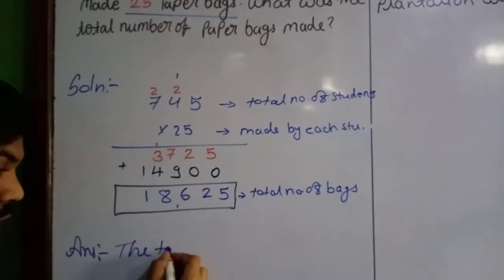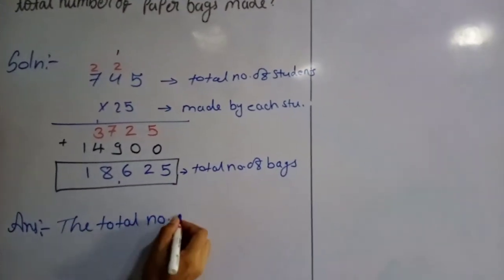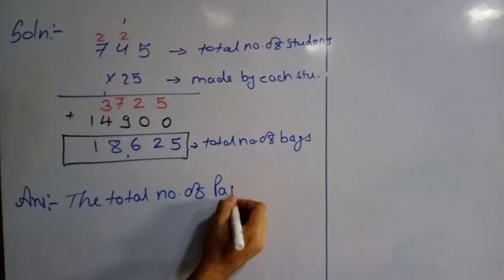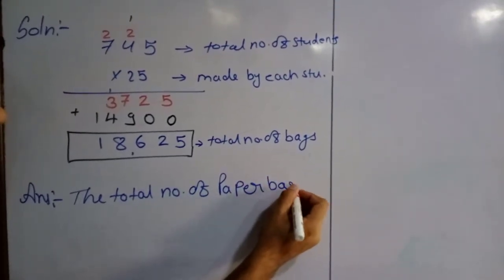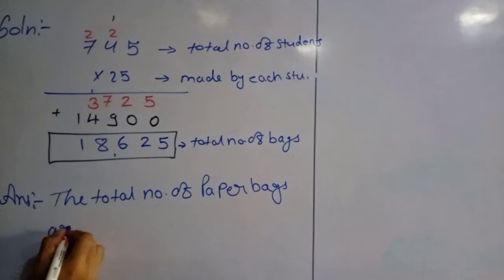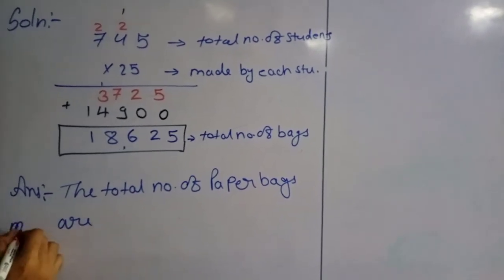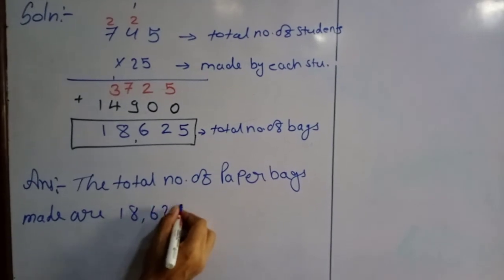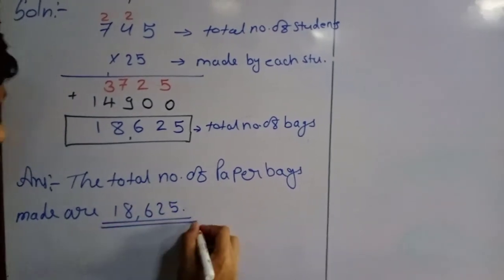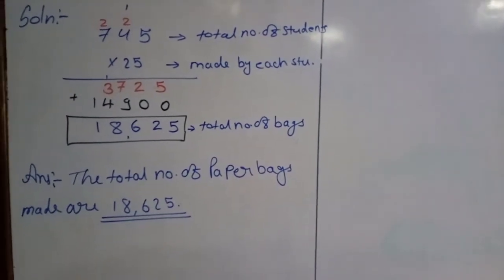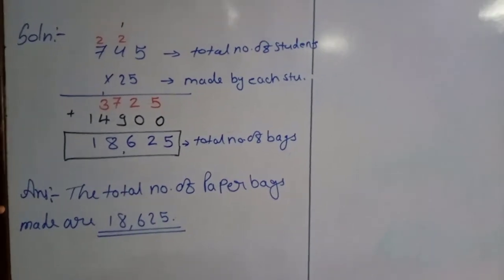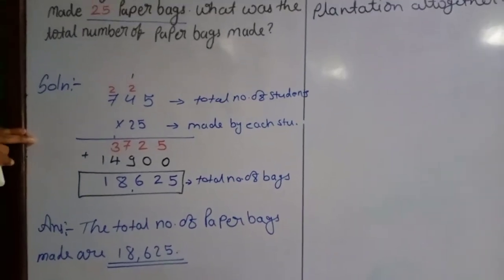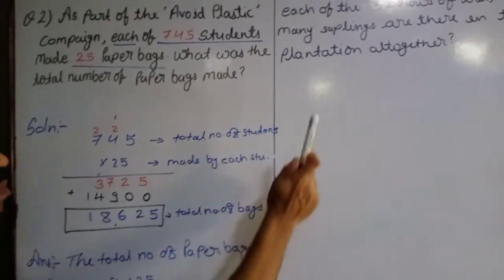The total number of paper bags made are 18,625. This way we have to write at the last our statement of answer. Now we completed our sum. Move to the next sum.